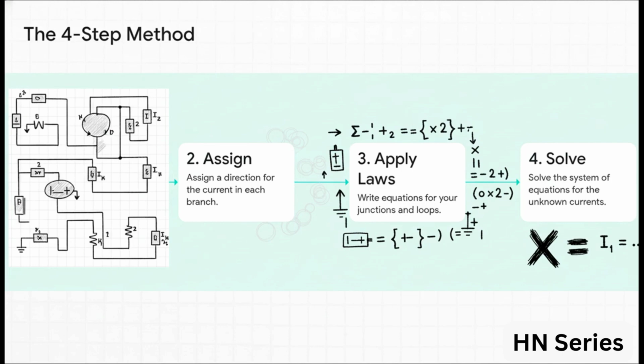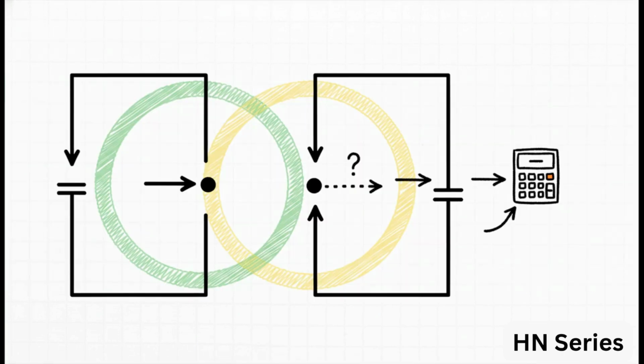First, we'll map out the important spots, the junctions and the loops. Second, we'll just guess which way the currents are flowing. Third, we use our new master keys to write out some equations. And fourth, we just solve them. See? It turns this messy visual puzzle into some clean, manageable algebra. Okay, let's get to it.